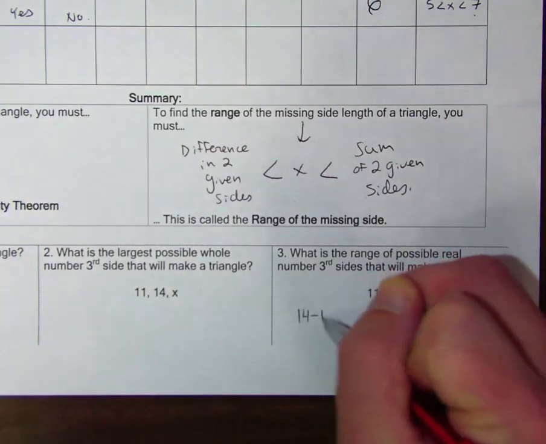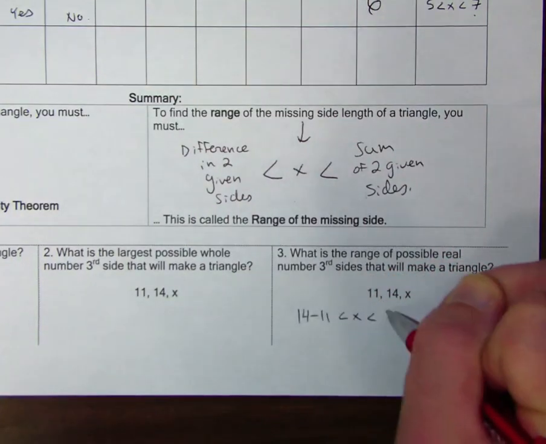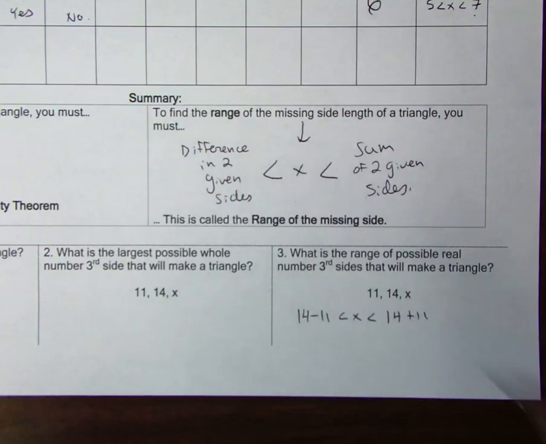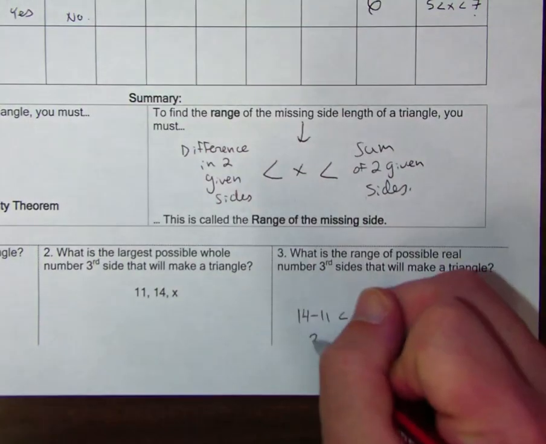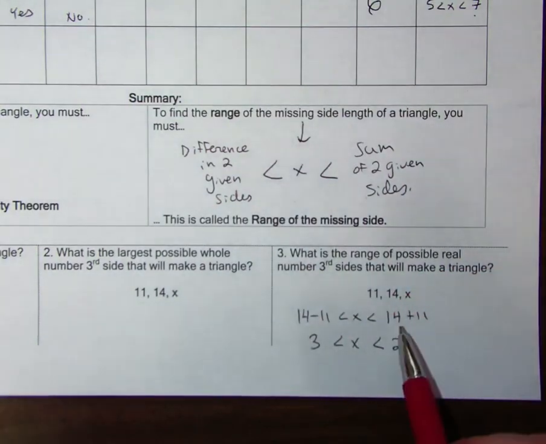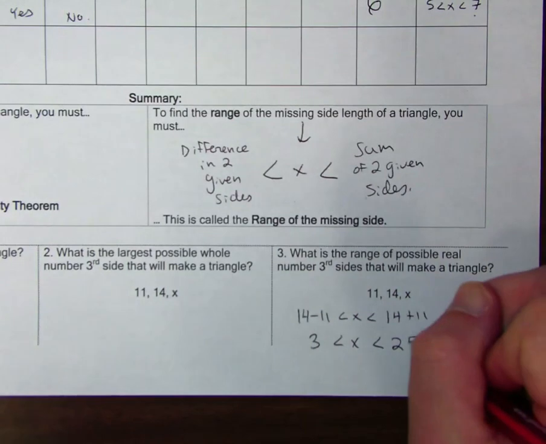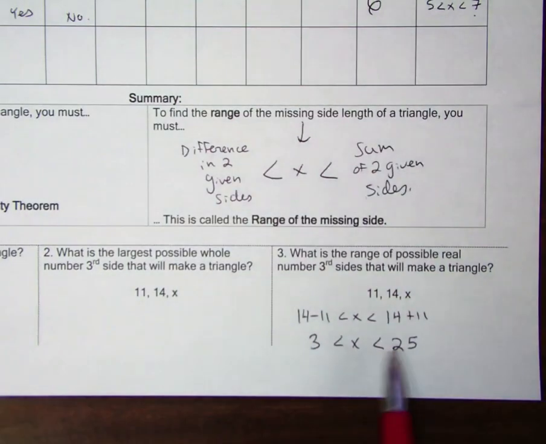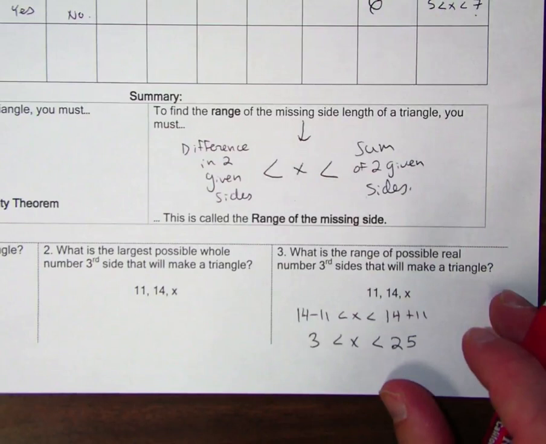Okay, let's do the difference. And let's do the sum. That's going to be 3. And that's going to be 25. We have to use a number between 3 and 25. You could take straws out, but that's what's going to work.